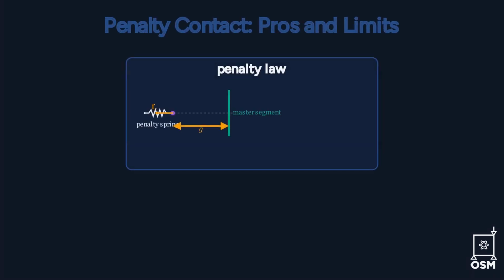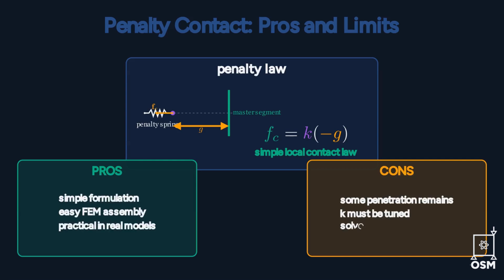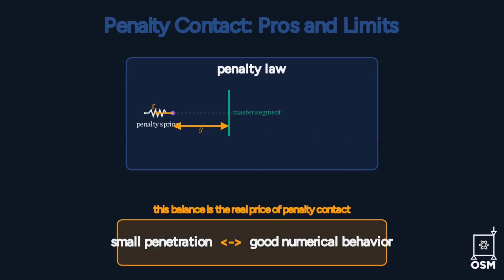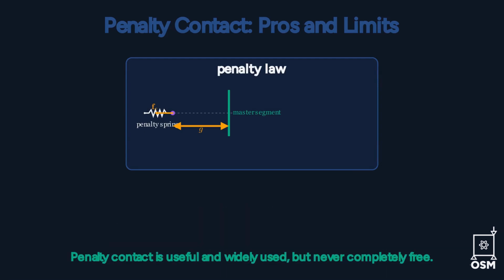Penalty contact is popular because it is simple, practical, and easy to assemble into a standard finite element framework. But it also has limits. Some penetration remains, K must be tuned carefully, and numerical cost can increase. That is why penalty contact is useful, widely used, but never completely free.